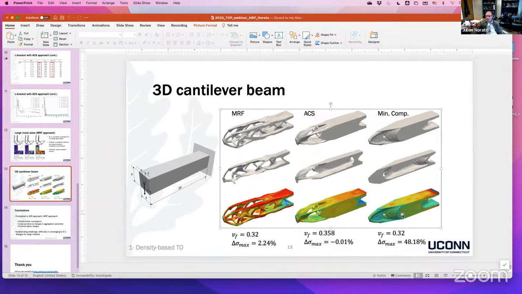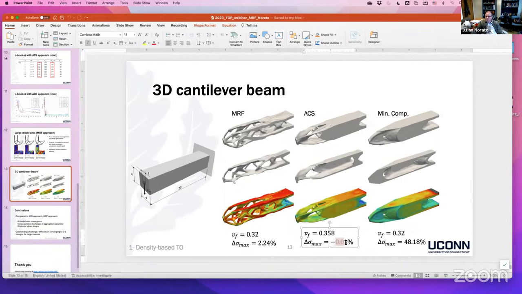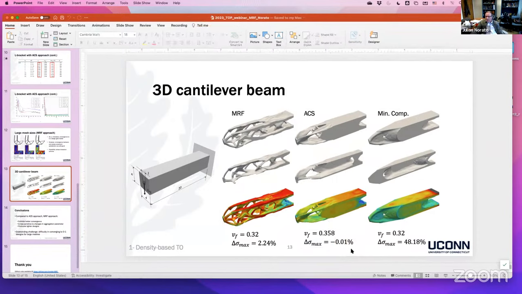Obviously, it's still doing significantly better in terms of stresses than the minimum compliance design for the same amount of material, right? So it is still somewhat working. I mean, the stress limit is satisfied very well, right? And so I think it's just a different local minimum, but the MRF approach, obviously, is significantly better in terms of getting a more fully stressed design, right? You also have more beams.